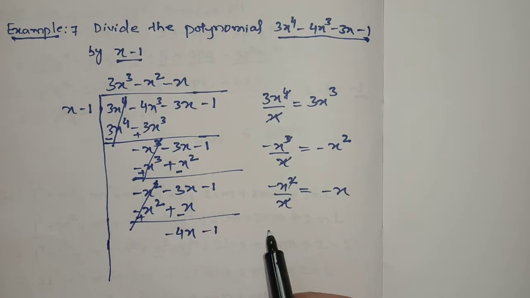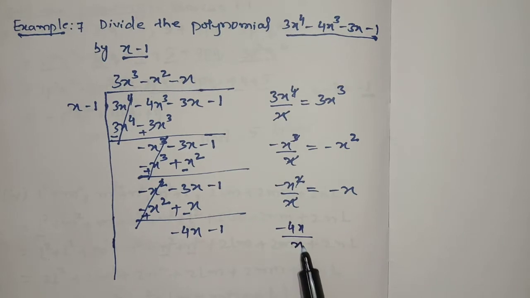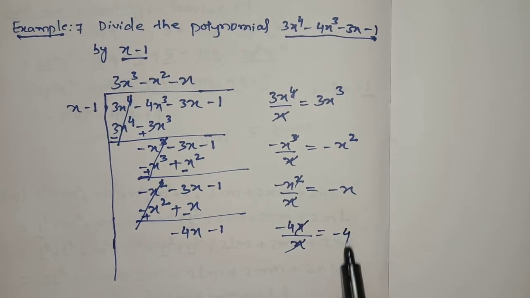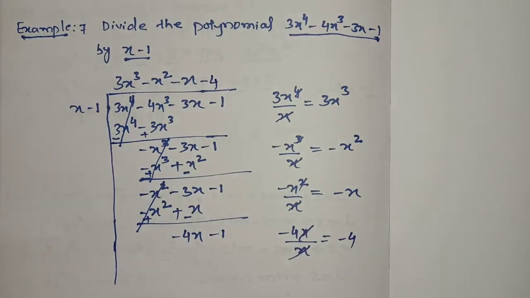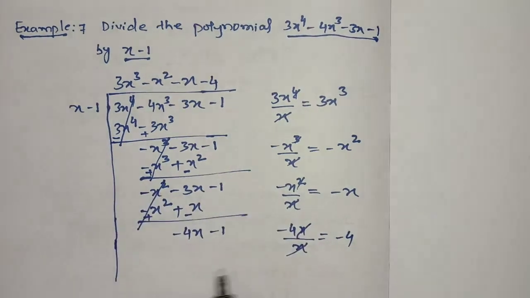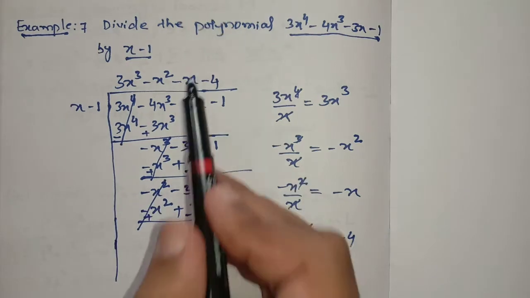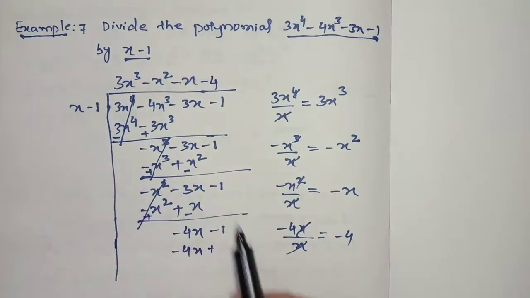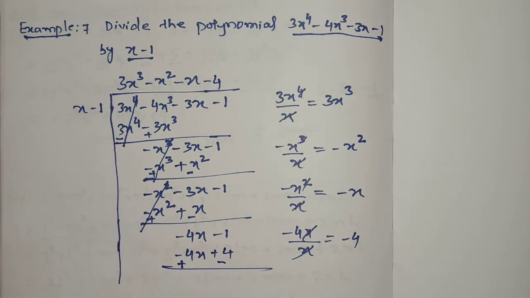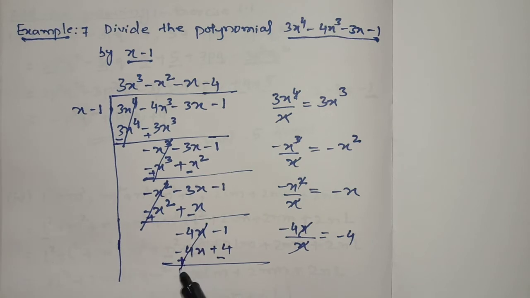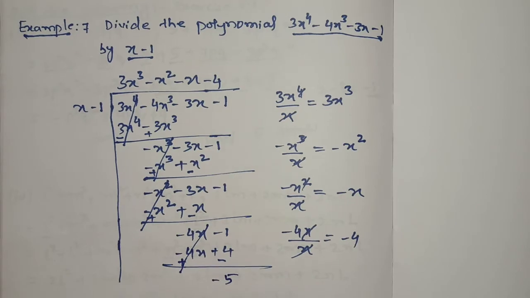Again, the first term of the dividend divided by the first term of the divisor. X and x get cancelled. Minus 4 will remain. So this minus 4 has to be written in the quotient. Now multiply. Minus 4 into x will be minus 4x. Minus 4 into minus 1. Minus into minus is plus. 4 ones are 4. Now we have to change the sign, plus, and this will be minus. Minus 4x plus 4x get cancelled. Minus 1 minus 4 will be minus 5.